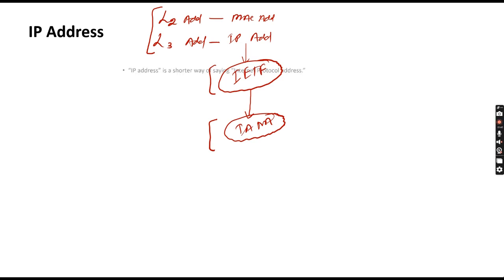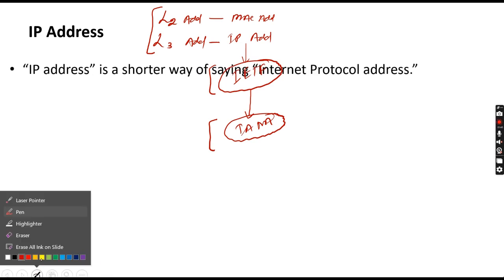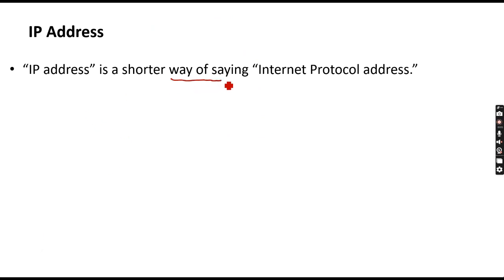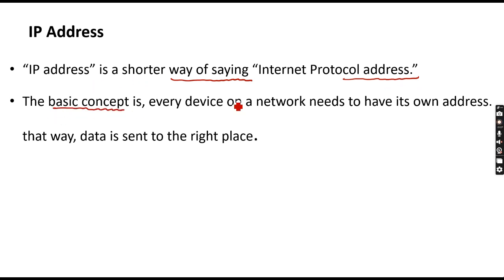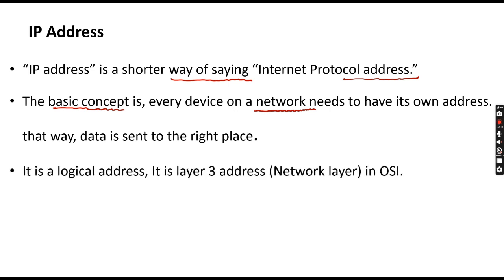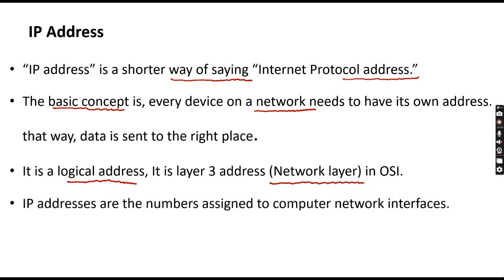So as we discussed, IP address is a shorter way of saying Internet Protocol address, right? The very basic concept is to give network addresses to each and every device within the network, so that you will be able to identify your networking devices and send the data to the right place as well. And these logical addresses work at layer 3, which is nothing but the network layer in the OSI model.